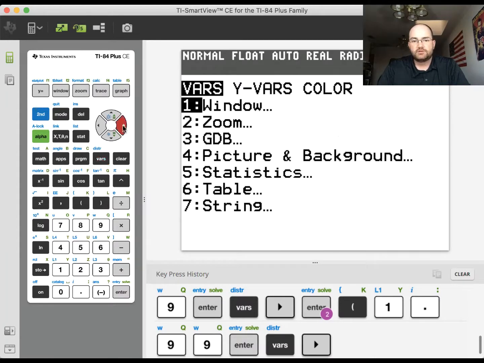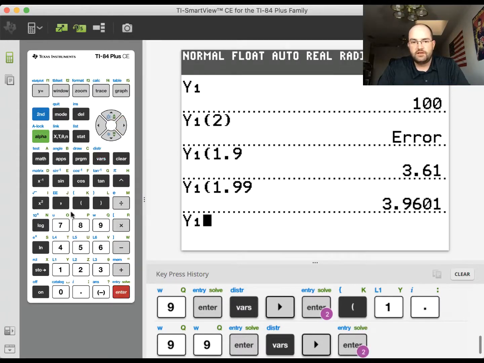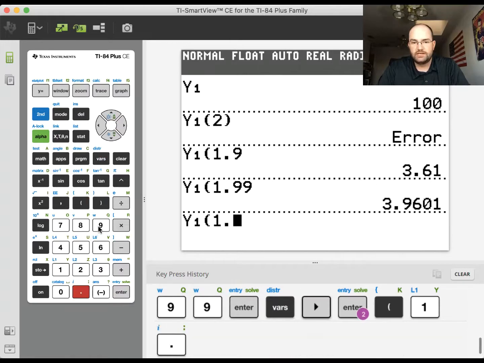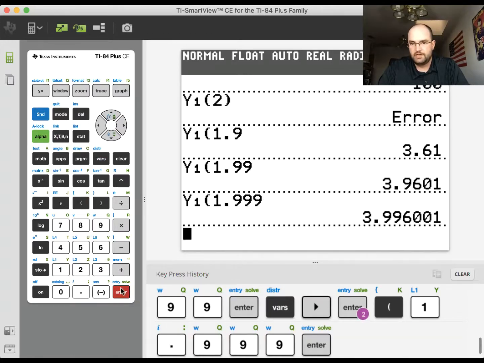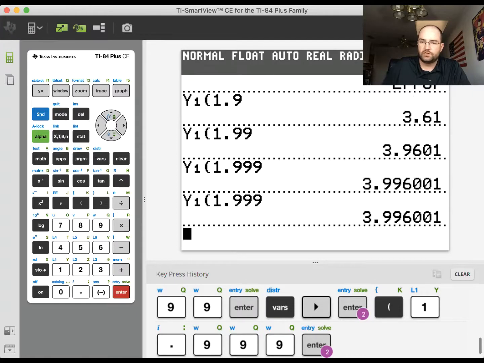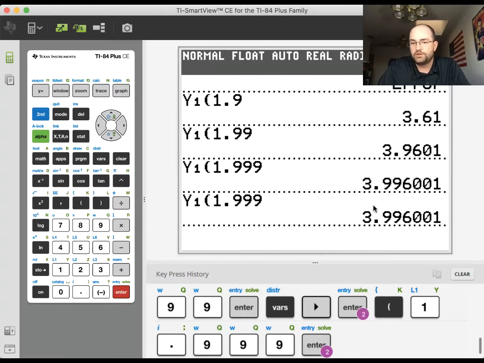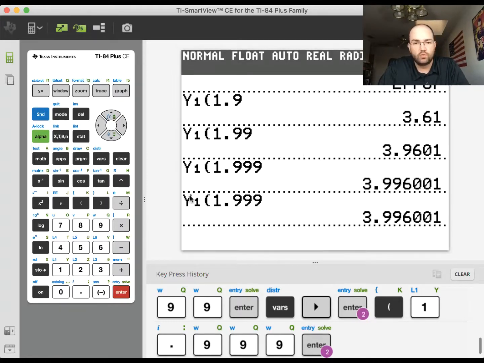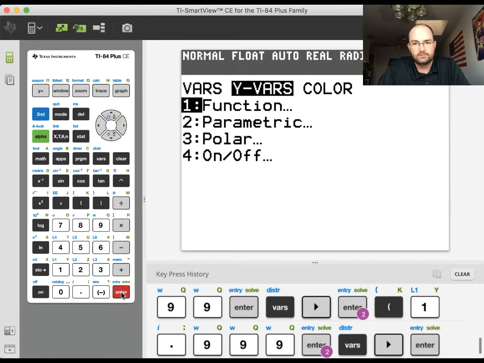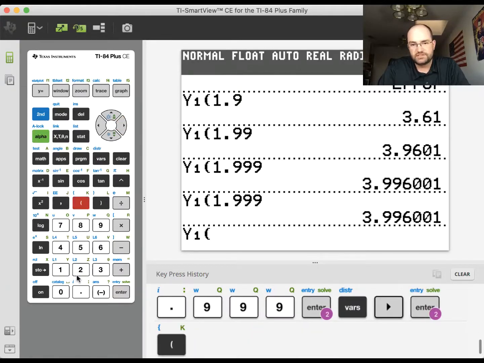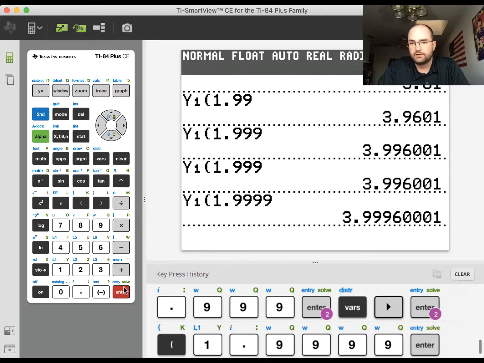And again, go VARS, right 1, enter, enter, open parentheses, and let's do 1.999. Enter. And that's giving us 3.996001. Now, notice that if we did this one more time, this is going to give us 3.9996001. I didn't put this one in the notes, but that's fine. So one more 9 here.